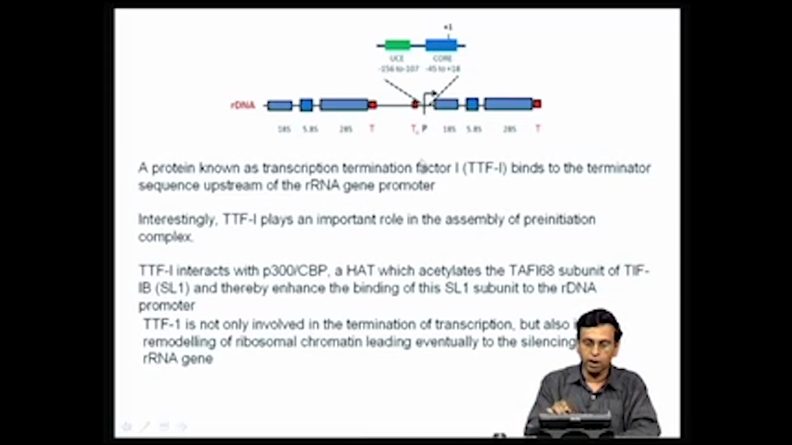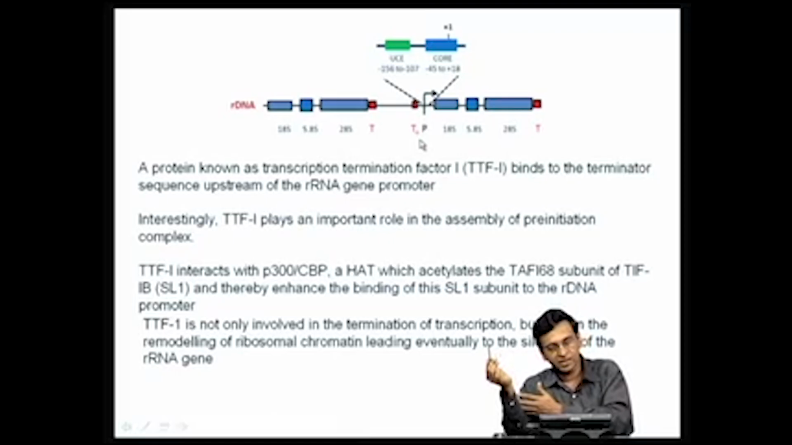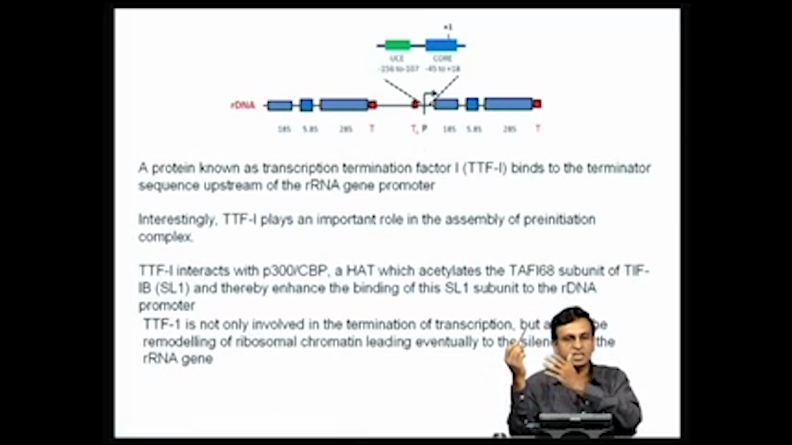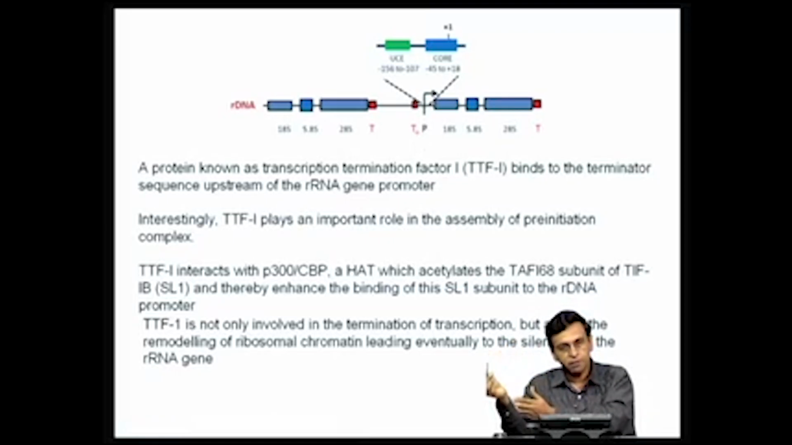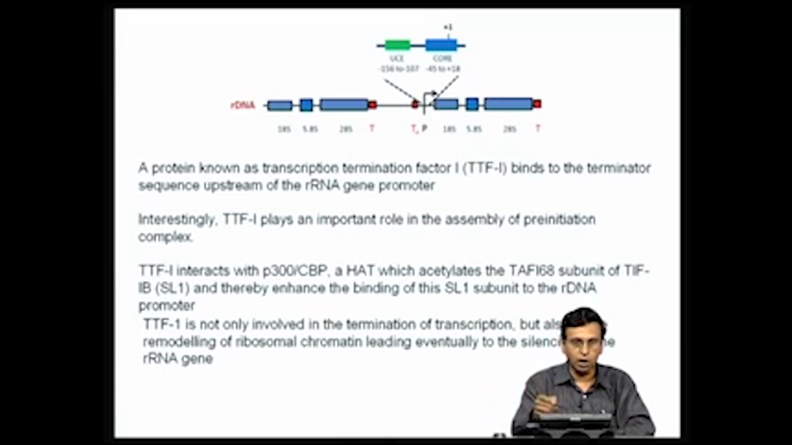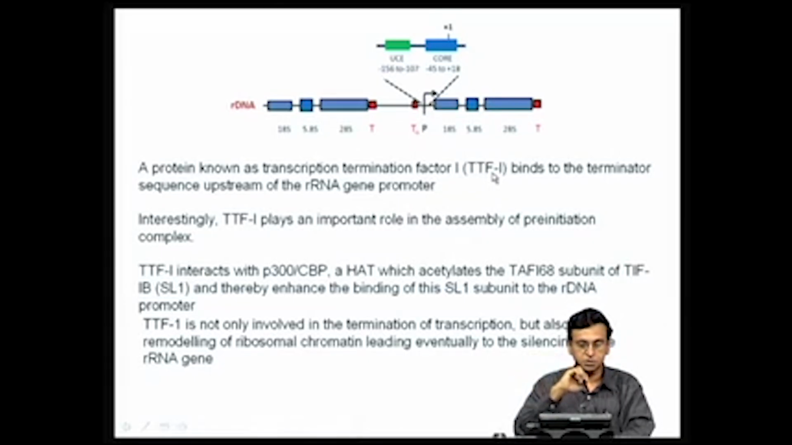Now, very interestingly, a protein known as transcription termination factor 1, or TTF1, binds to the termination sequence upstream of the rRNA promoter. As we saw in the case of Pol II transcription, once transcription is initiated, it also has to terminate. There are sequences in the case of Pol I transcription which serve as terminator sites, and to these termination sequences the specific protein TTF1 binds and brings about termination of transcription.